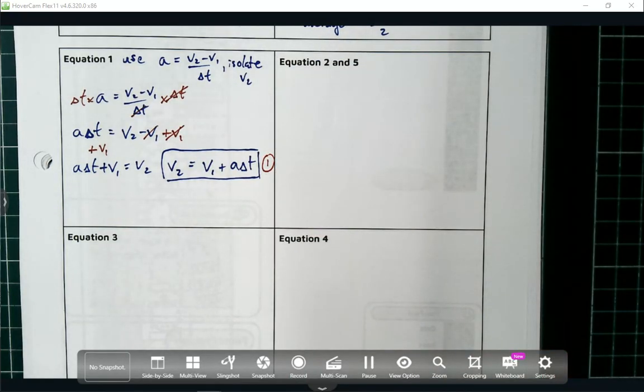Why do people even bother? Honestly, it's easier to type. Look, there's no denominators or anything like that, right? Sometimes it's a silly reason like that. It's isolated for a thing that we often want to know, the final velocity of something, and it's easy to type, okay?